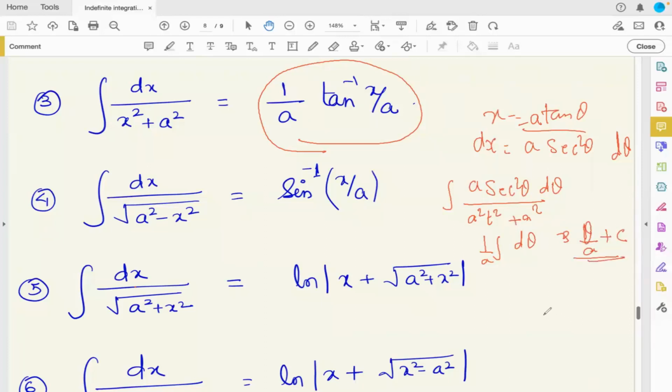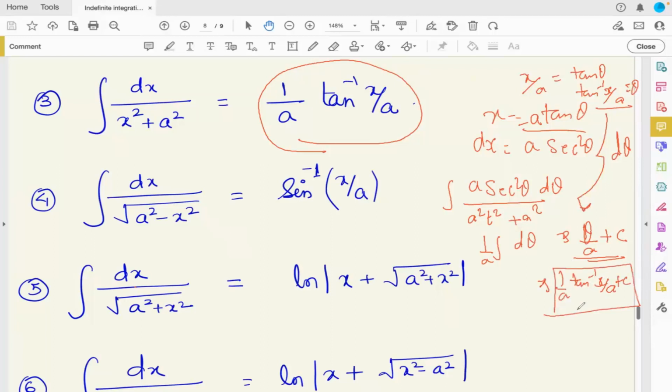So this is our integration, right? Theta by a plus constant. So how to replace this theta by x? As we move from here, the x by a value is tan theta. And when we take the inverse of that, we get tan inverse x by a value as theta. And when we substitute here, what we get? 1 by a tan inverse x by a plus c. I hope you'll all understand that. Basically, just the proof of it. So let me erase it.